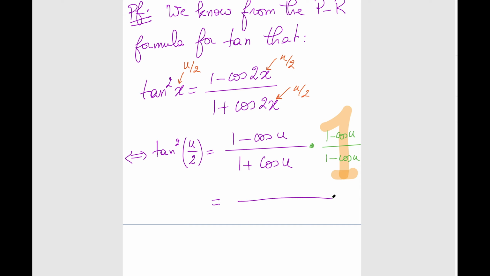What is that? So upstairs I have 1 minus cosine of u times itself. So I have the square of 1 minus cosine of u. And downstairs I have 1 plus cosine of u times 1 minus cosine of u. That's downstairs, yes? Okay.